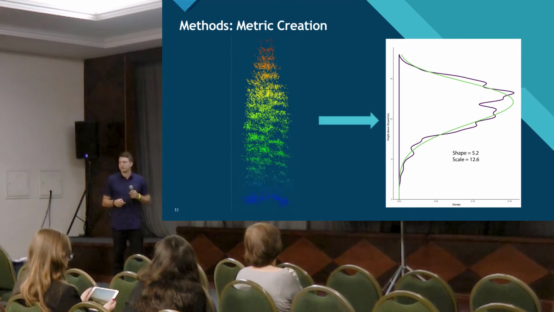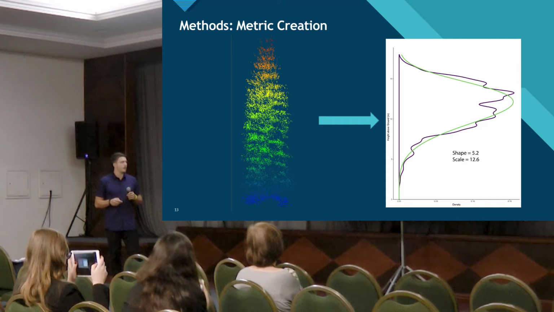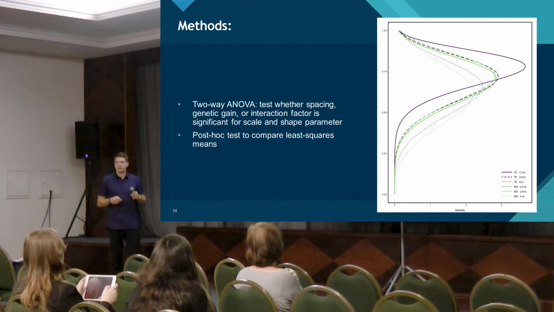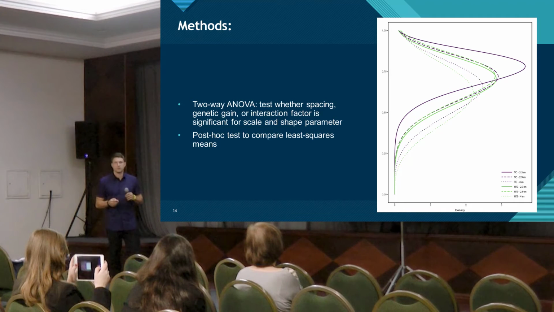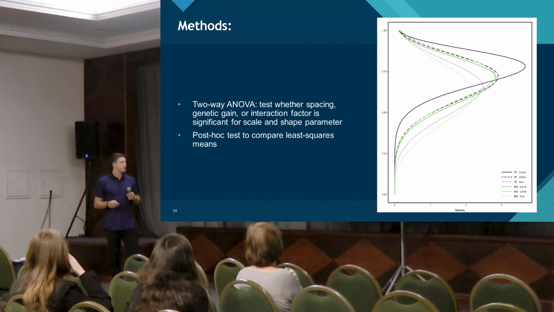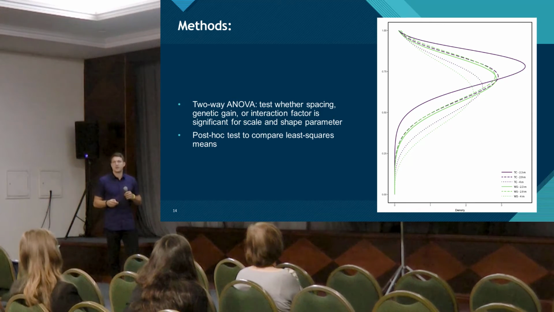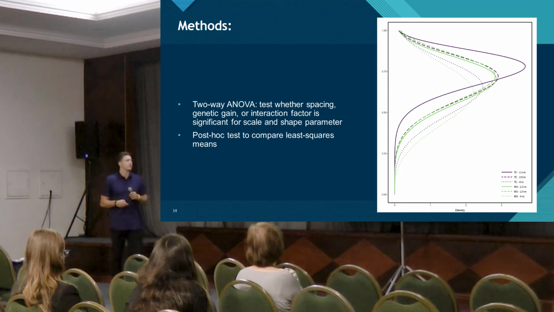So we did this for 30 trees of every genetic level and spacing. And then we could go on and do a two-way ANOVA because we had the genetic level factor, and then we also had the spacing factor that we had to take into account. We could then do a post-hoc test to compare the means of these and to see what is significant. So here you can just see, this is an example of top cross trees and wild stand trees and how different the curves actually look.